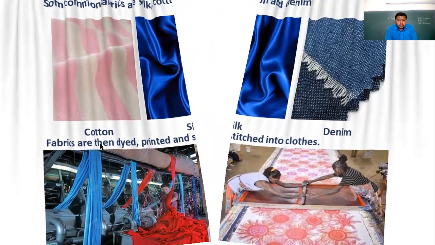Now let us see how fibers are made into fabrics. There are some steps from fibers to fabrics. Step 1: fibers are thin strands obtained either from plants or from animals. Woolen fiber is obtained from animals like sheep and goat, and some fibers are obtained from plants like cotton fiber and jute fiber. These fibers are converted into yarns or threads by the spinning method.